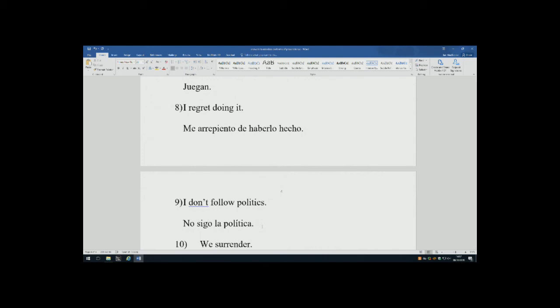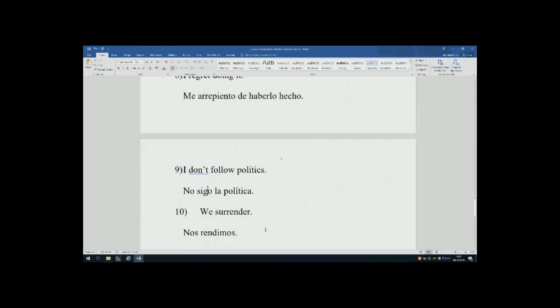And number 10, by pure coincidence, turns out to be very apt, doesn't it? In view of the current discussion about surrendering and so forth. Yeah, it's entirely coincidental. But how do you say we surrender? Say that again, sorry? That's right. Nos rendimos. Nos rendimos. Yeah, so rendirse. Nos rendimos.